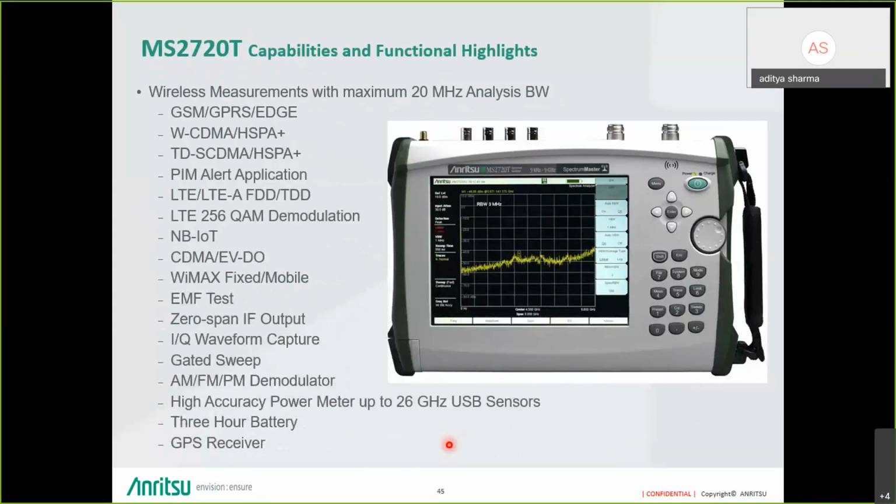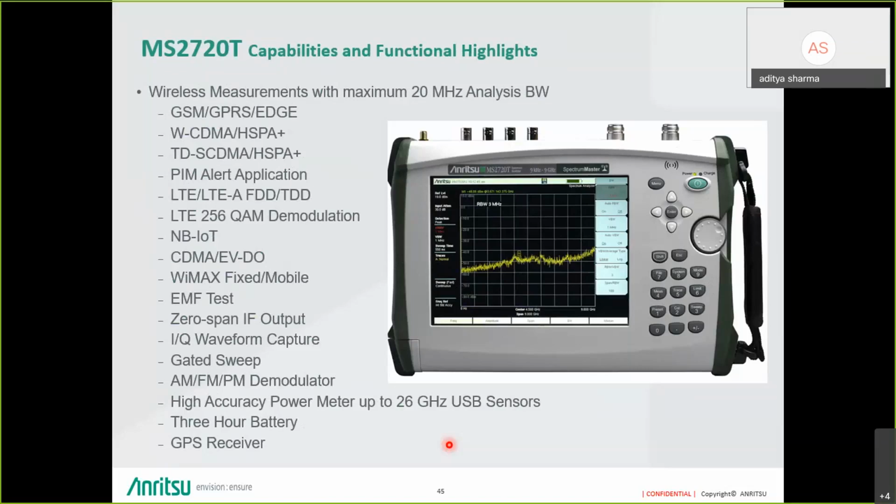Along with that, like I said, it has the capability of a signal analyzer as well. So it has 20 megahertz of analysis bandwidth, which is optional wireless measurement. So it can do wireless measurement like GSM, WCDMA, LTE Advanced, FDD, TDD, LTE 256 QAM, demods, NB-IoT can be done, CDMA can be done. So all those parameters can be used using this analysis option.